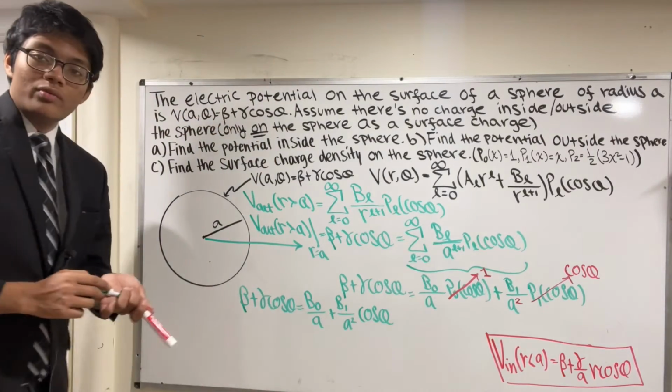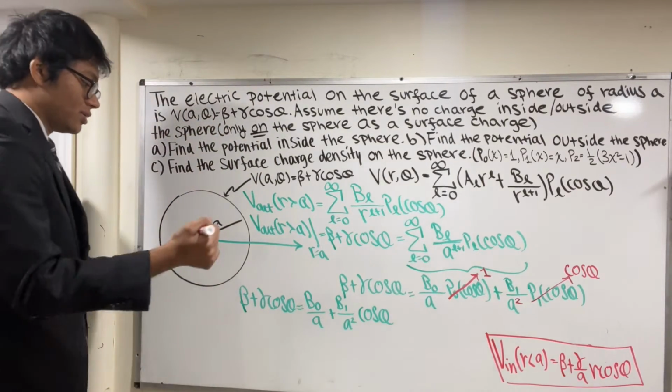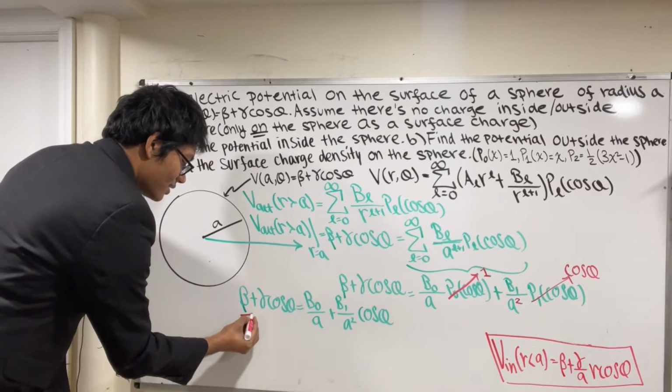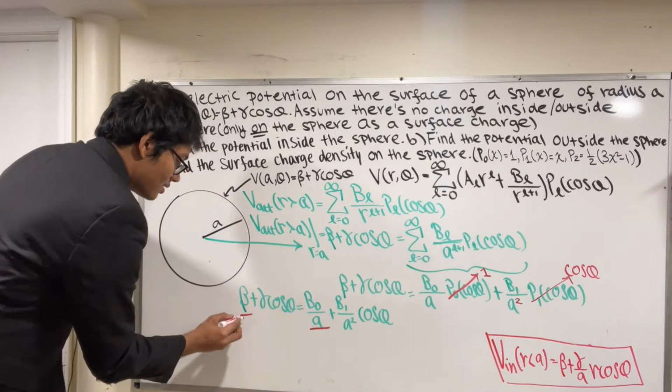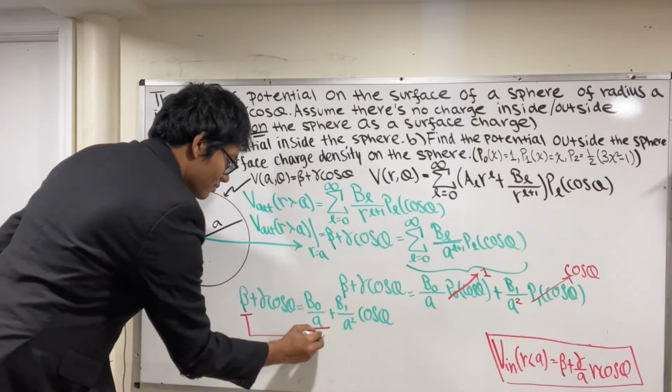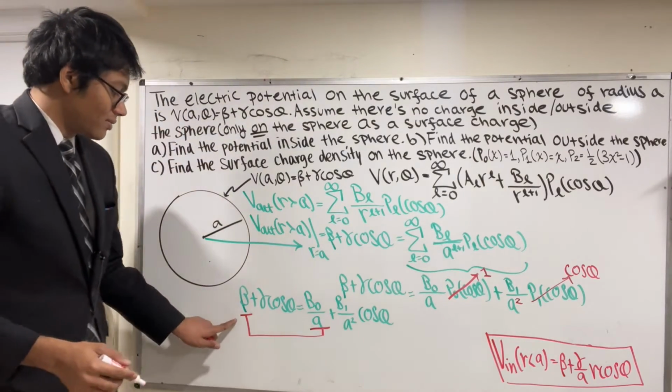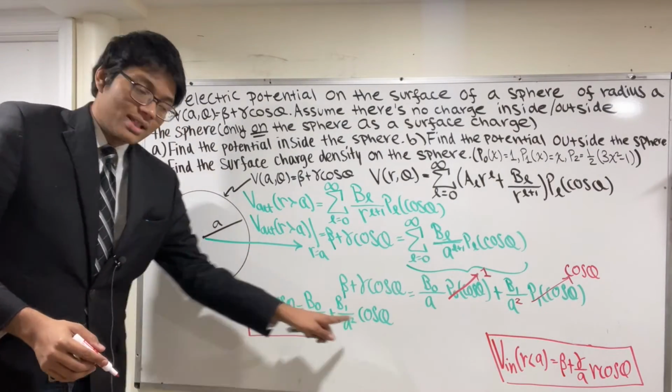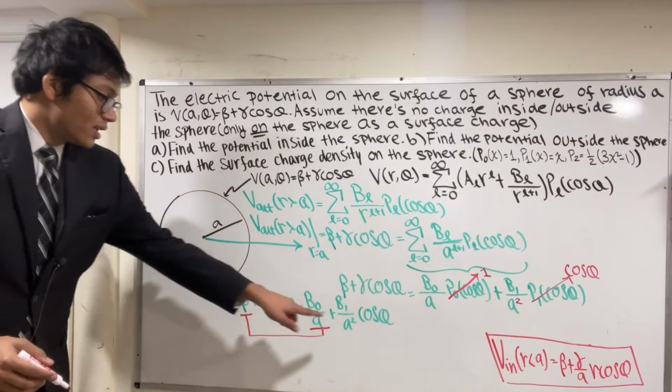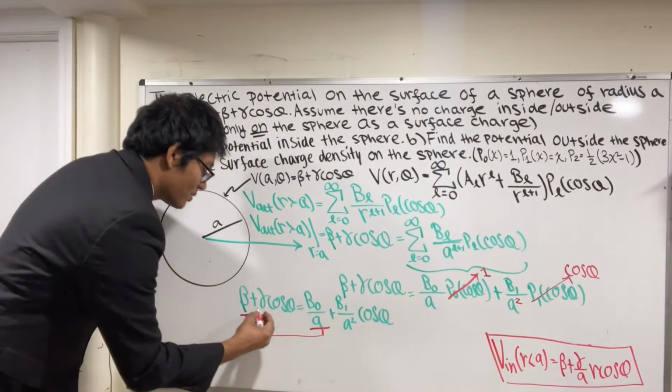And now is when we do the mix and match. Notice that this term and this term are going to be matched together. I'm not going to match these two terms because this has a cosine theta, whereas this doesn't. So I know that this term must match up with this one.